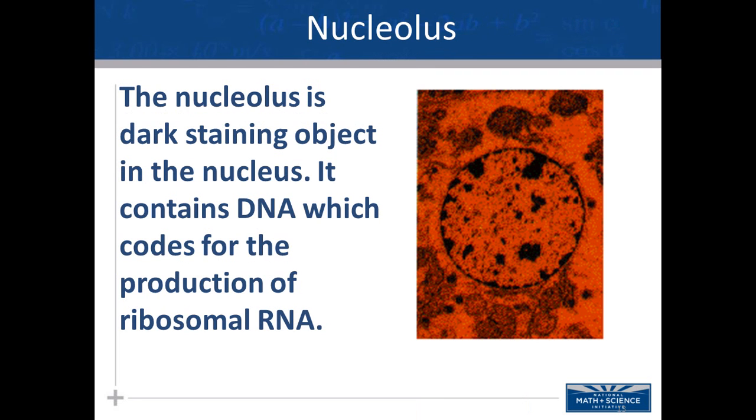And so before we go to the ER, let me backtrack and talk about the nucleolus. We mentioned that the nucleolus is a prominent structure found in the nucleus, and it contains DNA, and that DNA codes for the production of ribosomal RNA for ribosomes.